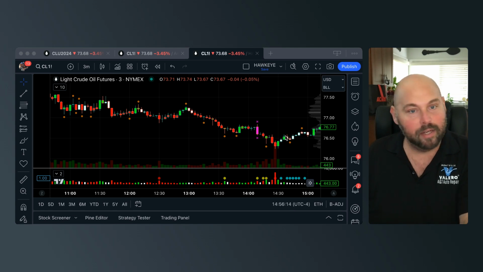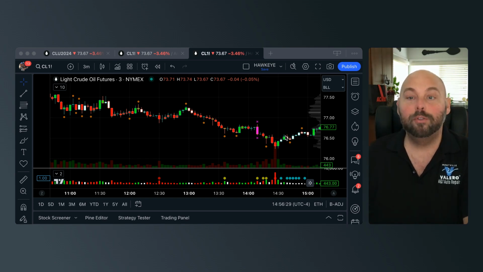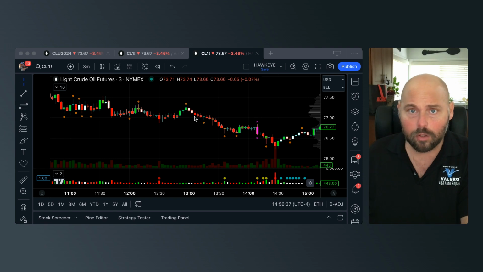So I can't take any credit for this trade. I was not present when it happened. I didn't take the trade myself, but a dear friend of mine, a fellow Hawkeye user, somebody I trade with every single day, he's just a true gentleman. He took this trade and he sent me a text message. He wanted me to know about it because it was just a phenomenal trade, right? So let's talk about it.